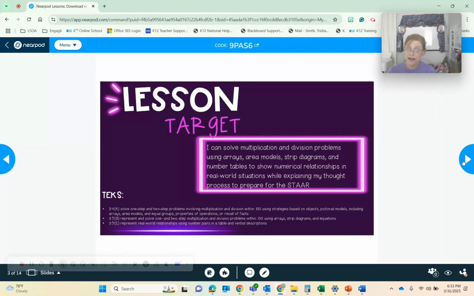Today, we're going to talk about how we can solve multiplication and division problems using arrays, area models, strip diagrams, and number tables, to show numerical relationships in real-world situations while explaining our thought process to prepare for the STAAR. So yes, we can rock the STAAR. So let's go.